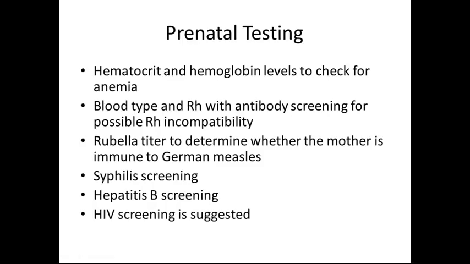Some prenatal testing that we may do at some of the beginning appointments are a hematocrit and hemoglobin level to check for anemia, the blood type and Rh with antibody screening for possible Rh incompatibility, a rubella titer to determine whether the mother is immune to German measles, which can kill the fetus if the mother contracts this disease, syphilis screening, hepatitis B screening, and HIV screening, which is suggested and in some states not required.